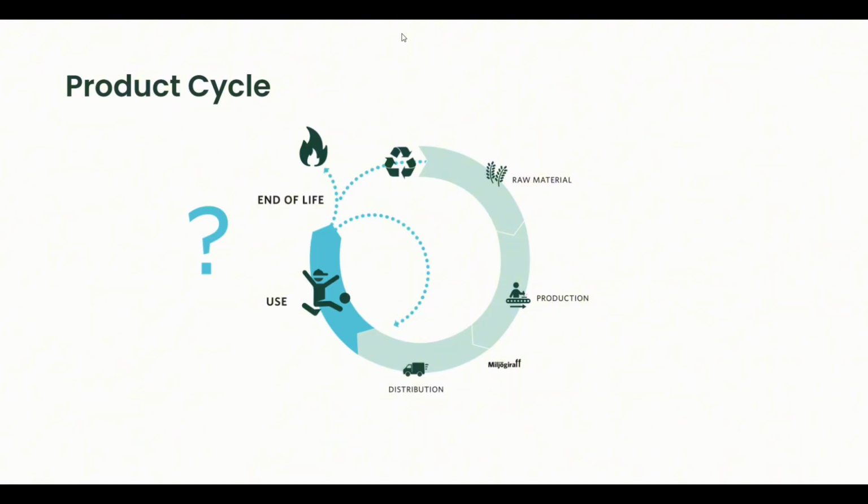Thirdly, the distribution. After manufacturing, the product is distributed to customers. This involves packaging and transportation by trucks, ships, or planes. The environmental impact here depends on distance, fuel use, and logistics efficiency.